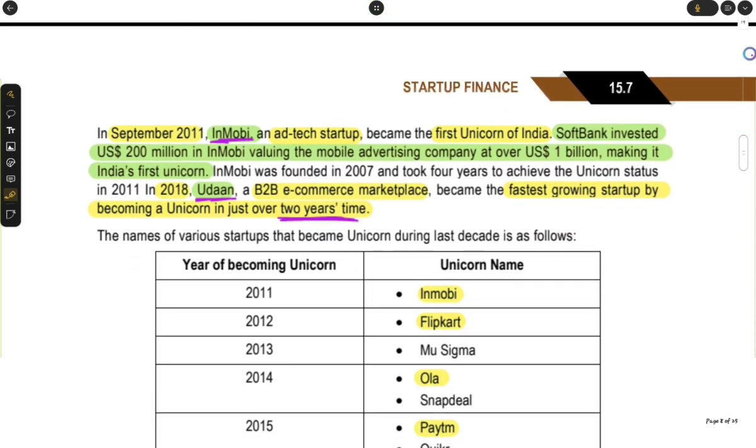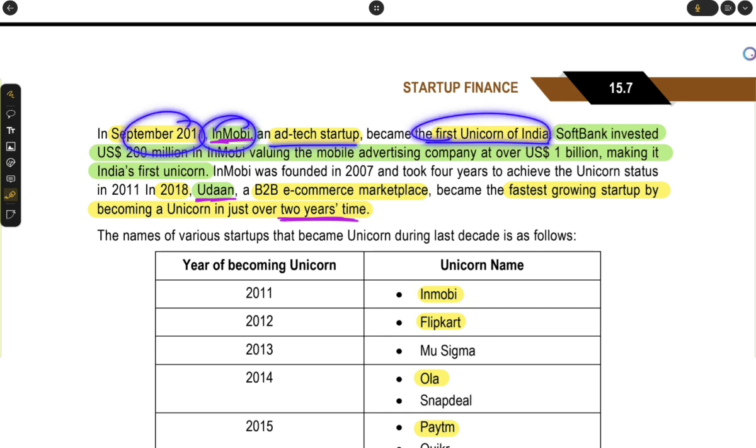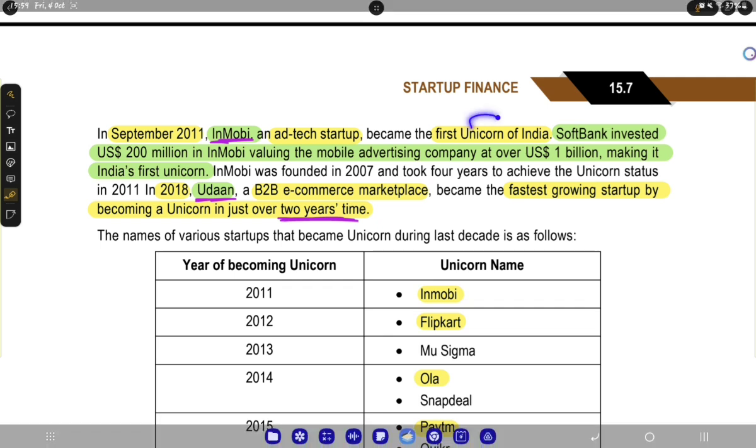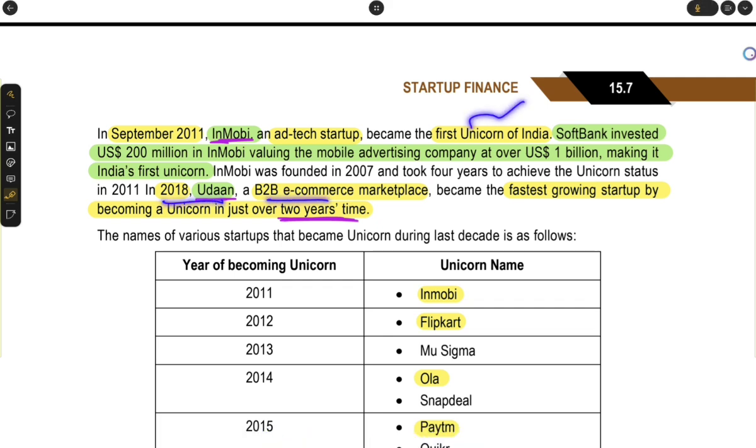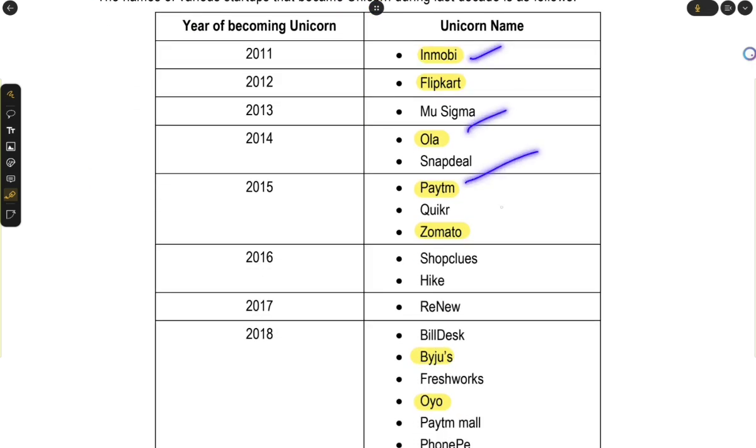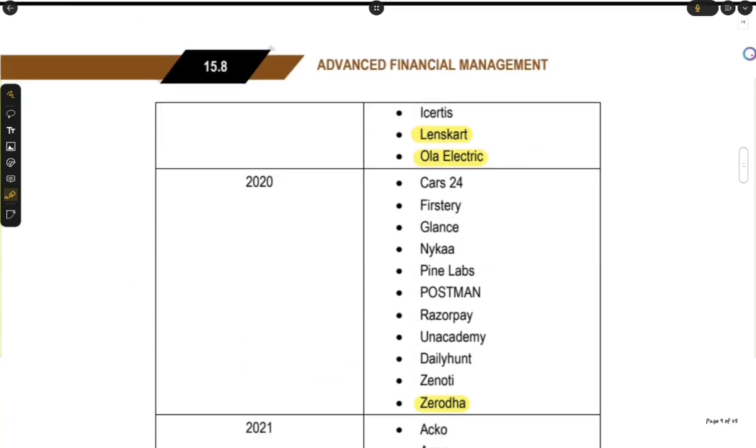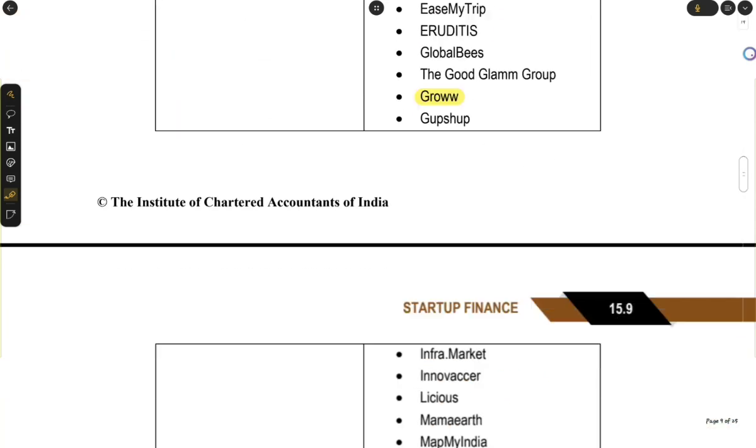Okay, next, in September 2011, this is also an MCQ question, InMobi was the ad tech startup, the first unicorn of India. SoftBank invested USD 200 million in InMobi, and it became the first ad tech startup unicorn. Then in 2018, Udaan became the fastest growing startup by becoming a unicorn in just over 2 years. Udaan and InMobi you have to remember for the MCQ. I have also marked a few of the companies. You can read them; these are famous companies that we already know by name.